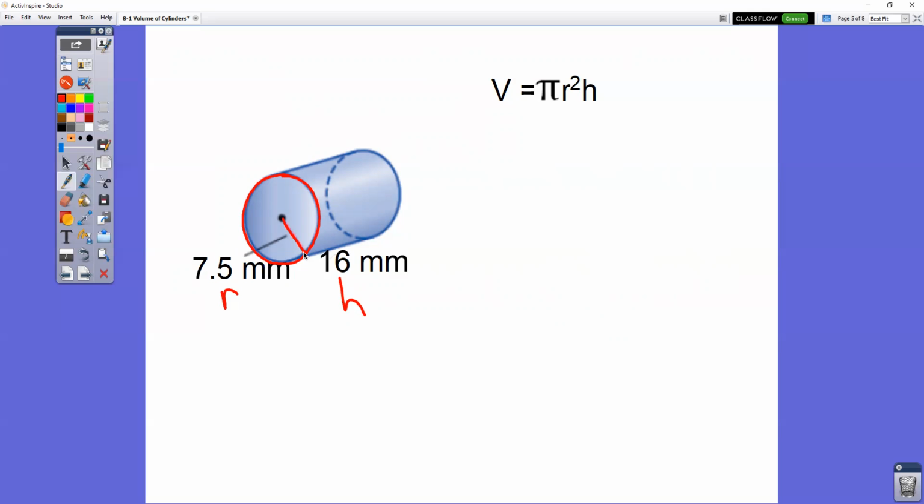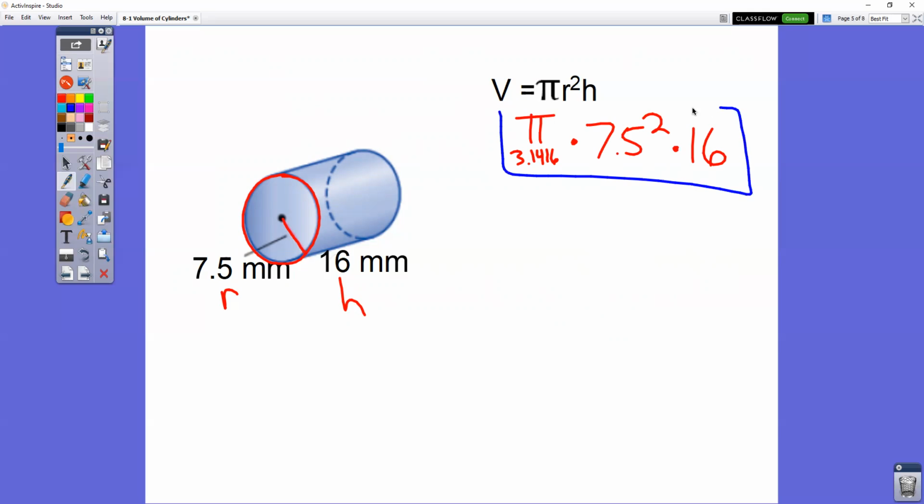So if we were rounding to the nearest tenth, we would have pi, or 3.1416, times the radius squared, which is 7.5 squared, times the height, which is 16. So typing that into the calculator exactly how it is. Pi times 7.5 squared times 16. You really get a big long decimal answer, 2,827.433388 dot dot dot at the end.